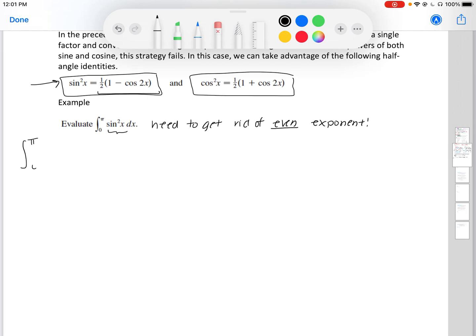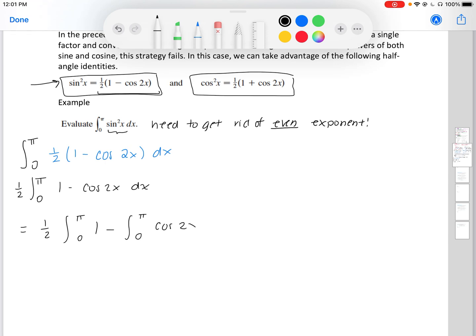So the integral from pi to 0 of, let's make that change, 1/2 times 1 minus cosine 2x dx. Alrighty, let's go ahead and move that 1/2 forward. We have the integral from pi to 0 of 1 minus cosine 2x dx. All right, we can now take the integral of each one separately. So we have 1/2 the integral from pi to 0 of 1 minus the integral from pi to 0 of cosine 2x dx.